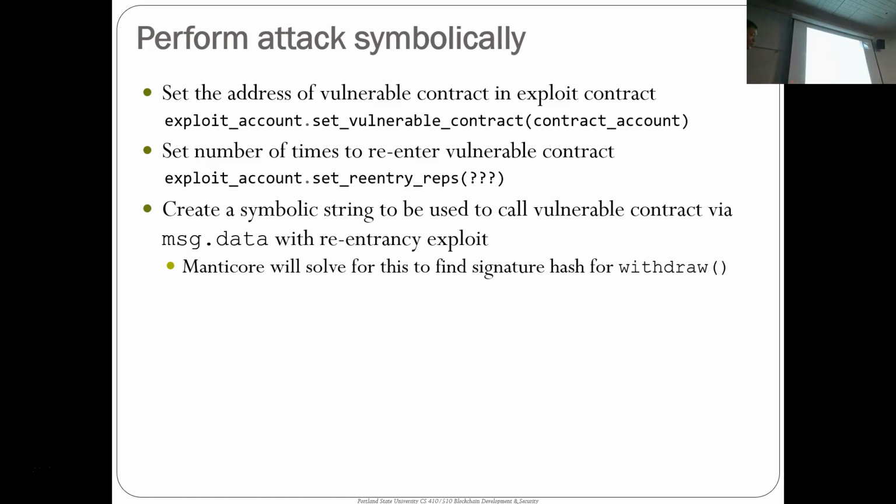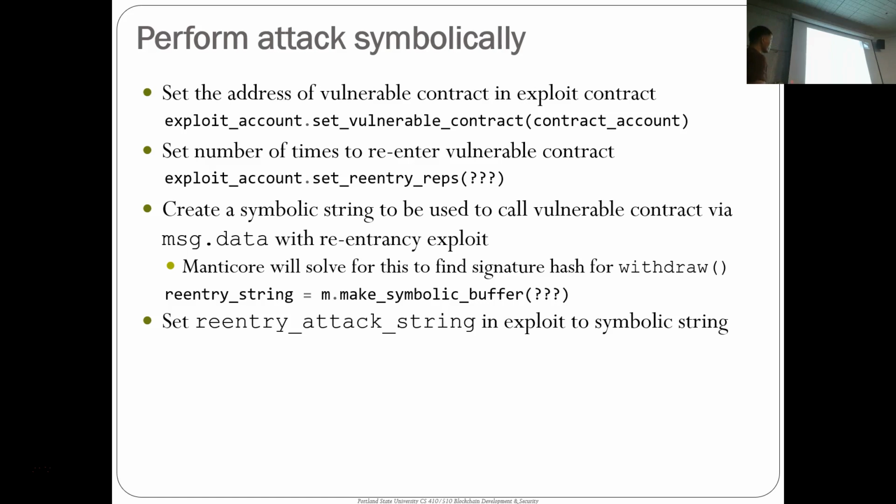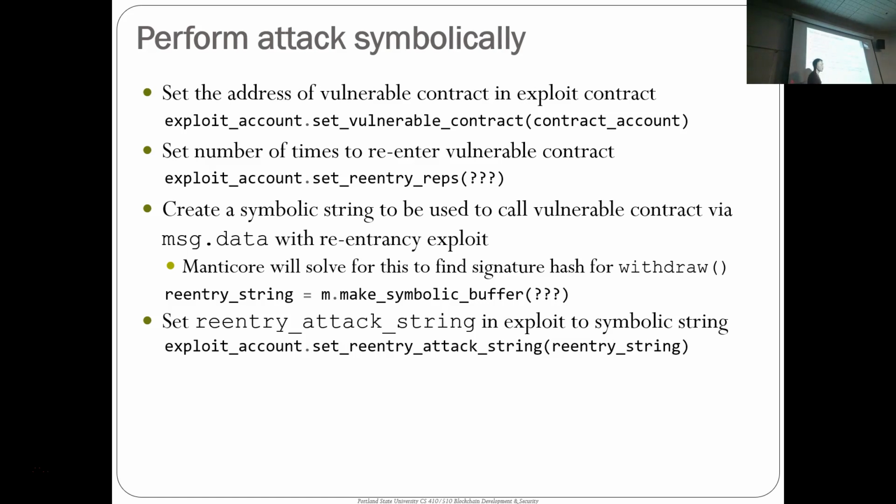And then you have to create a symbolic string that is going to be used to do the actual reentrancy attack. And so you'll see this reentry string, which is a make symbolic buffer, and you'll know that that's actually a small number of bytes that you're actually solving for. And then given that symbol, you inject that symbol into the EVM using this. So then I can say set the reentry attack string in the attacking contract to be this symbol. So that is your symbol injection into that contract.